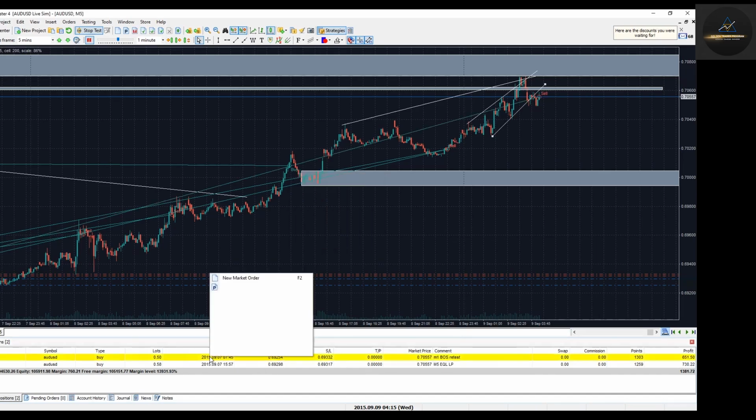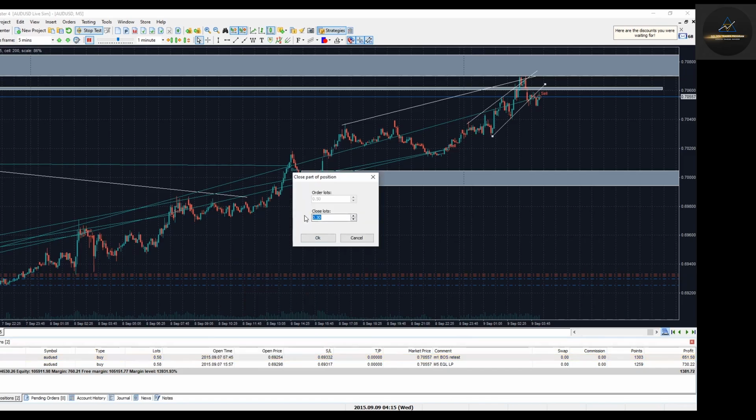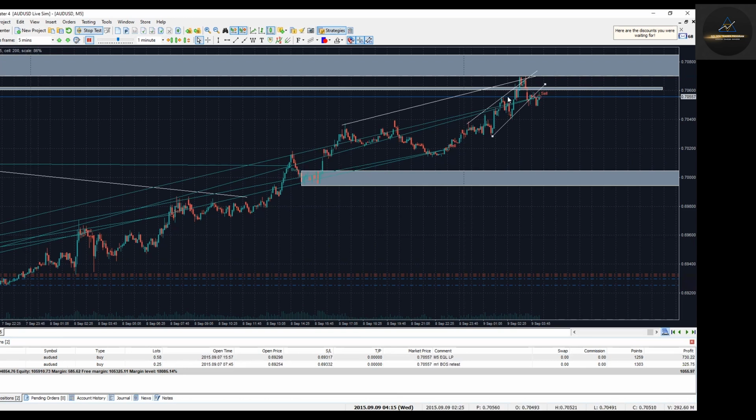This one. Close partial position. I would say 25, half of that one. Okay. All right. So we banked some more profits. Fantastic. We're now up 4.8%.